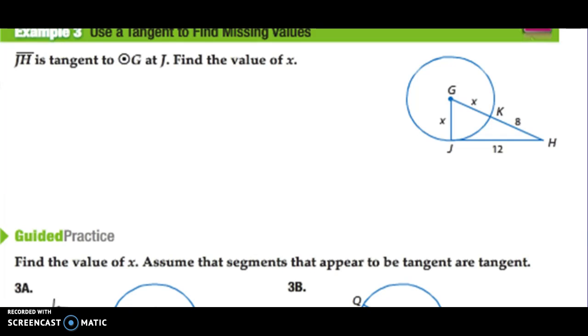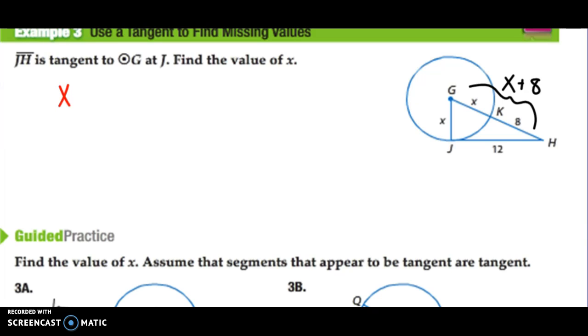Alright. Example 3. Use a tangent to find a missing value. It says JH is tangent to circle G at J. Find the value of X. So, this is X, okay? This is X plus 8, and then my other side is 12. So again, it's going to work in the Pythagorean theorem. So we'll just plug in our numbers.